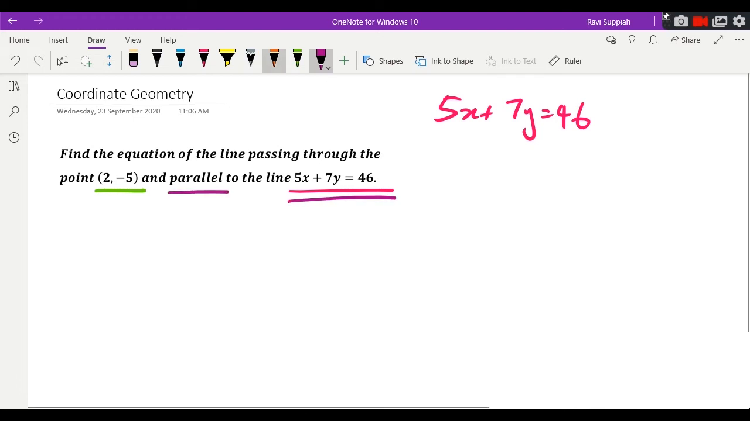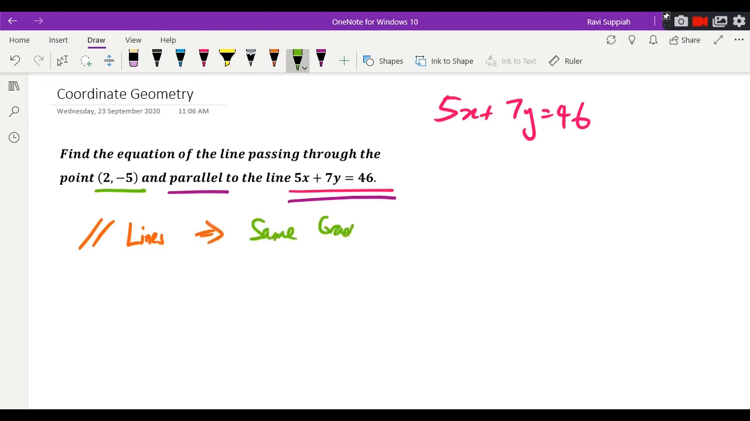Now, what do we know about parallel lines? When two lines are parallel, we can say that they both have the same gradient. So with that, what we first need to do is to find the gradient for this expression. We can rewrite this in the standard form. What is the standard form? The standard form is y equals mx plus c.